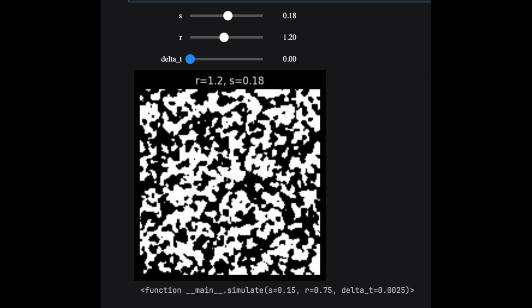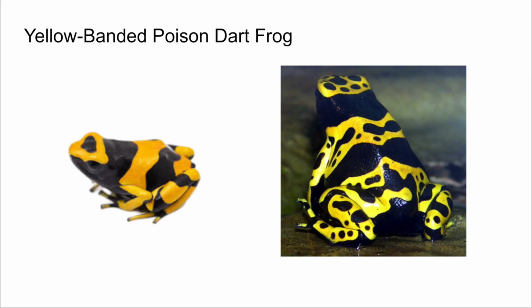That's why you can see that two frogs are slightly different, but you can still say, hey, that's a poison dart frog, because their patterns over time look the same, even though they look different in the beginning. And I think that's really interesting. So the first animal we will be going over is the yellow-banded poison dart frog.